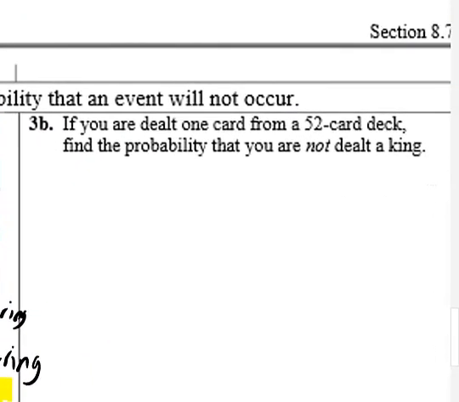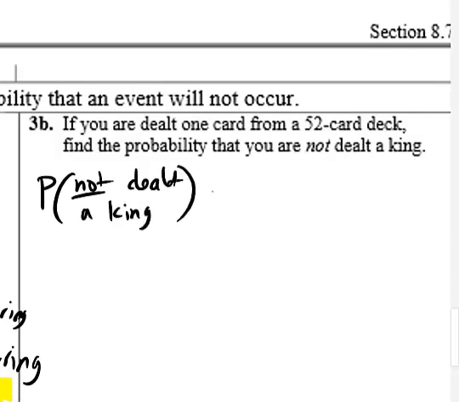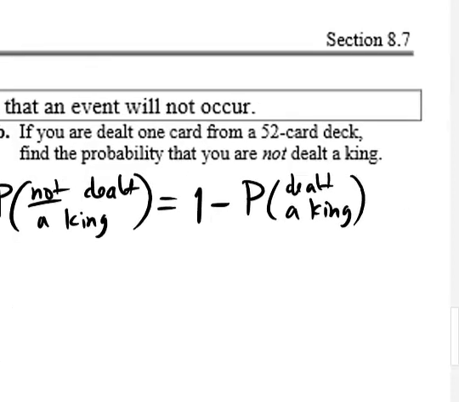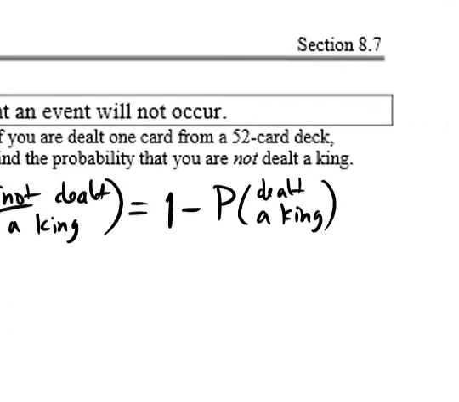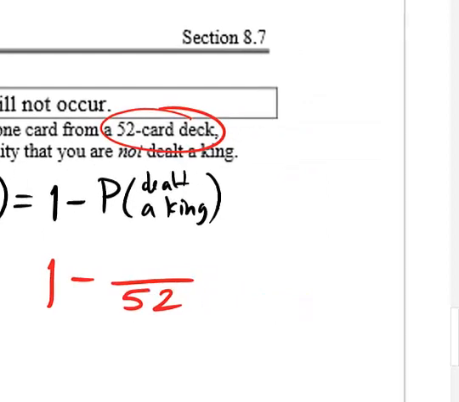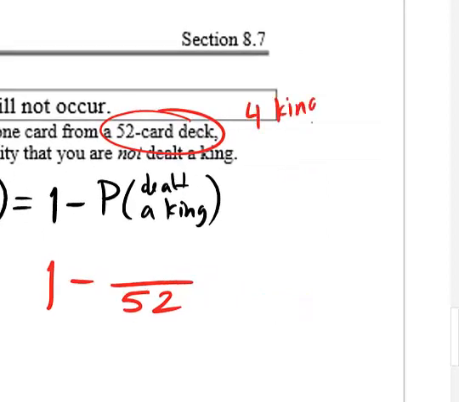And the next one, if you are dealt one card from a 52 card deck, I want to find the probability that you are not dealt a king. So the probability of not being dealt a king is 1 minus the probability I am dealt a king. Okay, well, you kind of have to know a little bit about cards, but if you don't, it says there are 52 cards in the deck, so that means there are 52 total outcomes for when I grab a card. But there are 4 kings in a deck of cards, so just in case you didn't know that.